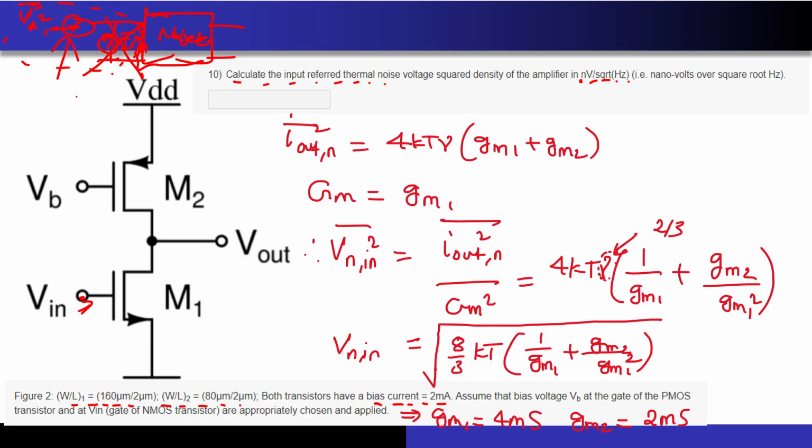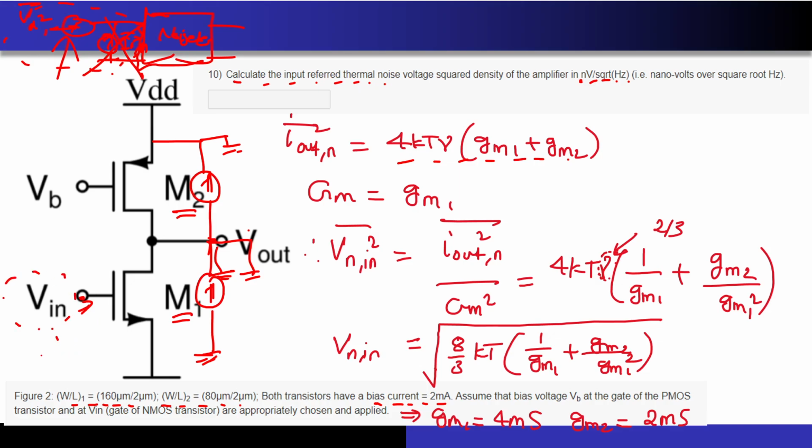And how do we calculate it? Remember, we short circuit the output, and we see how much current from each of these MOSFETs will appear at the output. Since this is grounded and even this is grounded for small signal analysis, the 4kT gamma gm from M1 and M2 will both flow towards the V out, and that is why I have added them over here. Now what is the capital GM of this circuit? Can anyone quickly tell me? Just gm1.